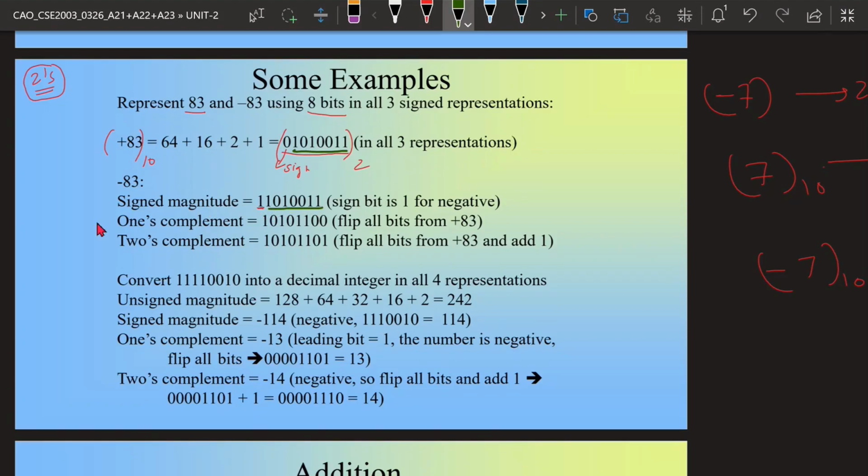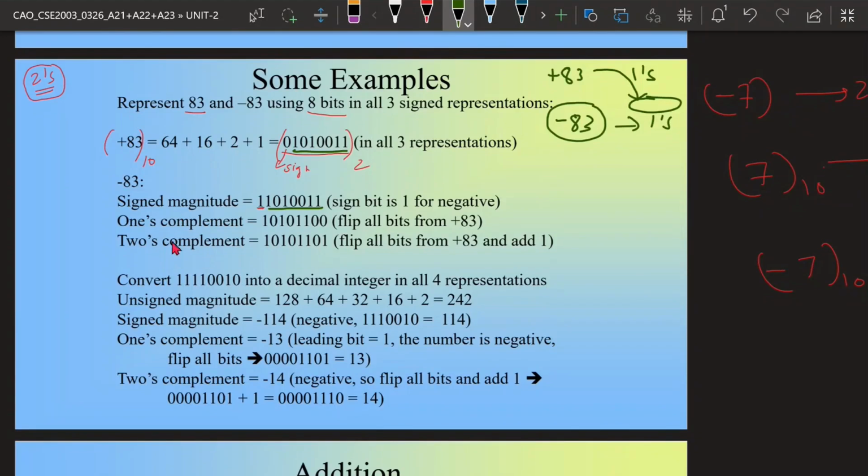In 1's complement, we need to take the 1's complement of the positive number. So if we want to convert it into minus 83 in 1's complement, first of all we write plus 83, and after writing plus 83 we take the 1's complement of plus 83. Then the number that comes out will be the 1's complement representation of minus 83.